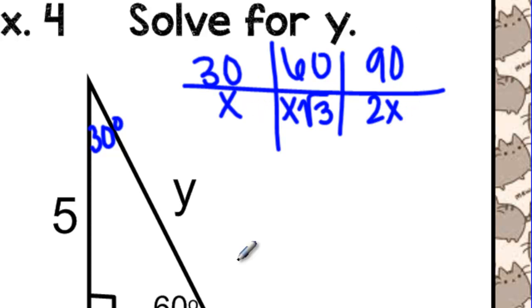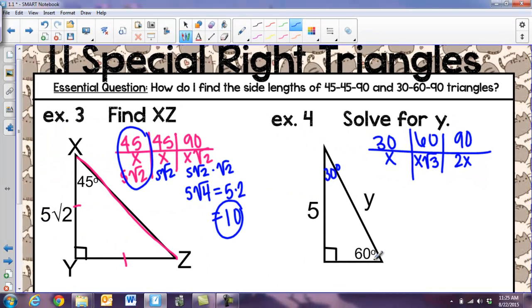Okay, again, this is what you got. Now you look and you see the side that I have is opposite the 60. So I'm going to plug that in and I have a 5. And now this one's actually not solved for x. So I'm going to go ahead and say x root 3 equals 5. So I can go ahead and get x by itself. Divide by the square root of 3. And I get 5 over the square root of 3.